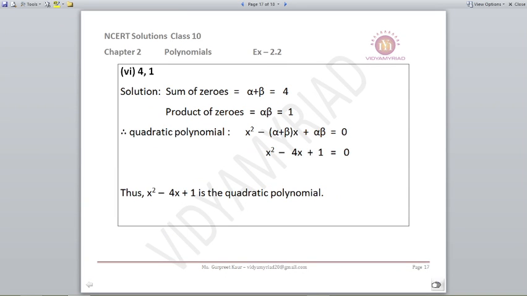4 and 1. So just put into the equation x square minus alpha plus beta of x plus alpha beta equal to 0. Alpha plus beta I know it is 4 and alpha beta is 1. Put it into the formula, it becomes x square minus 4x plus 1, which is your required quadratic polynomial.